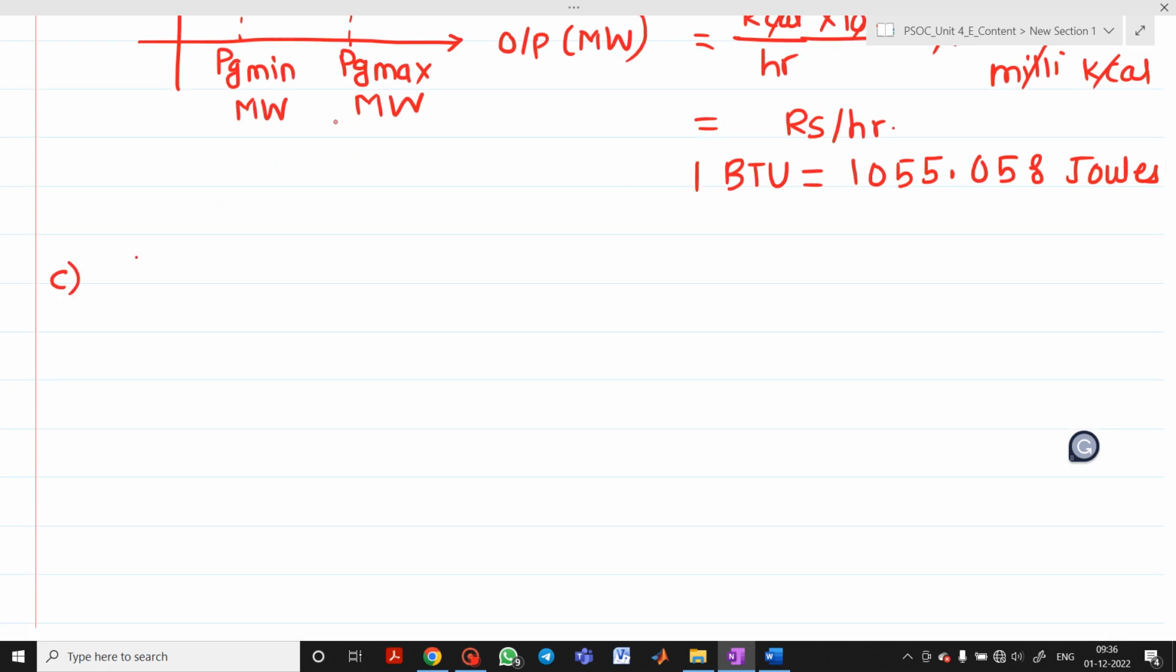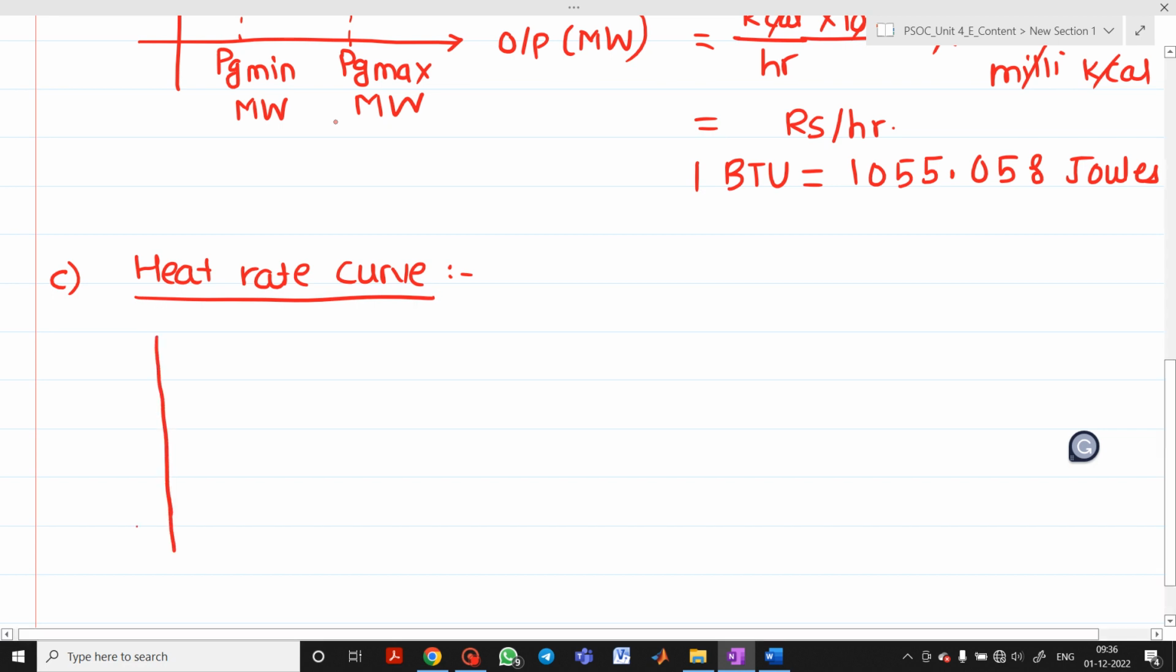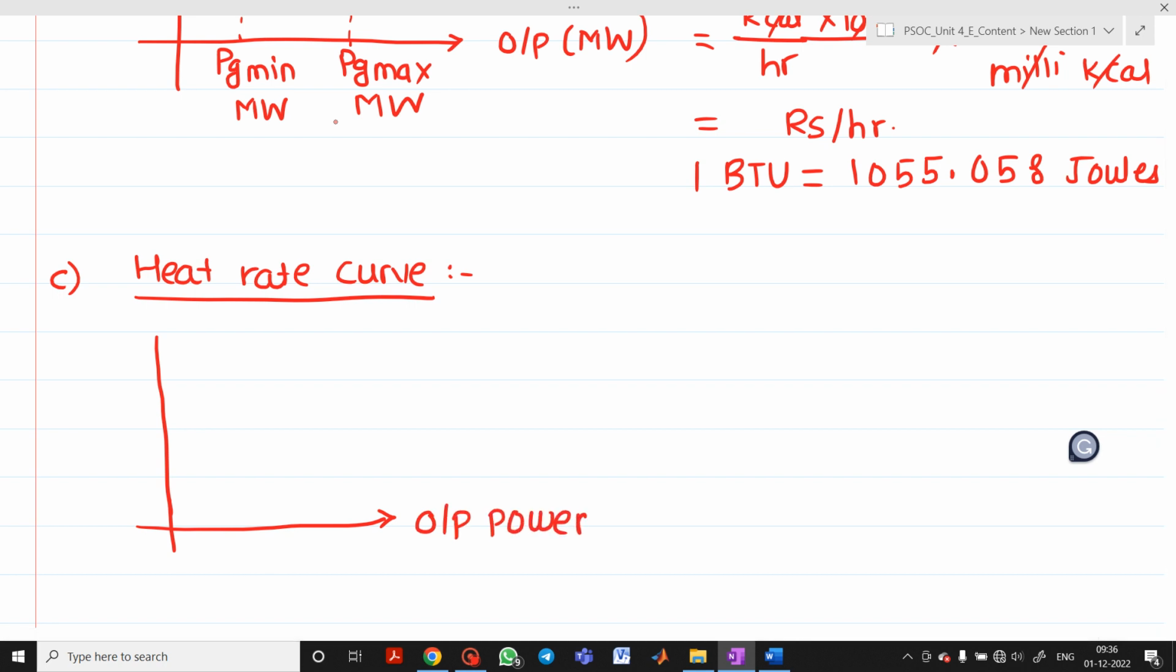Now the third point related to this is the heat rate curve. Let me tell you the meaning of heat rate curve. First I will draw a diagram for a heat rate curve. Again, there will be output power in megawatt. Here there will be input, that is the heat rate. We can say input heat rate, it will be in BTU per kWh. And the relation we get here is like this. The curve is like this.